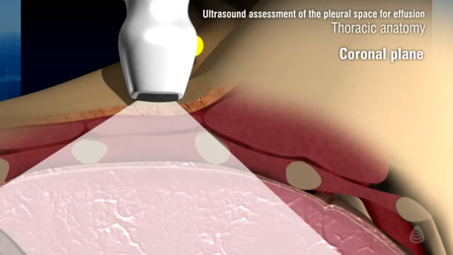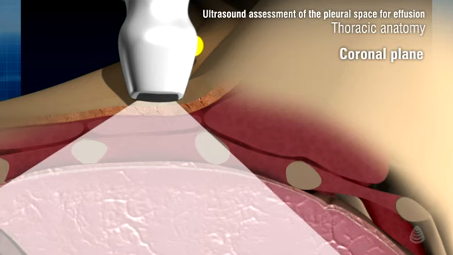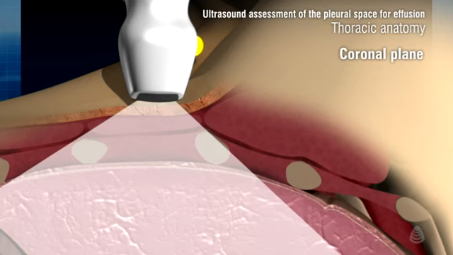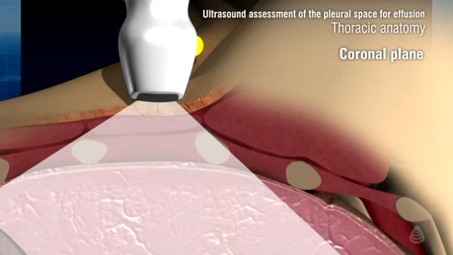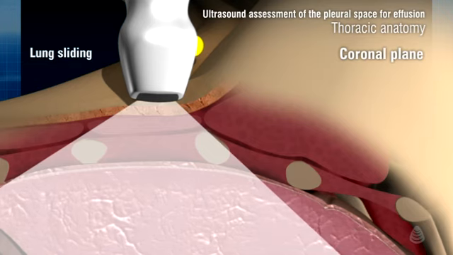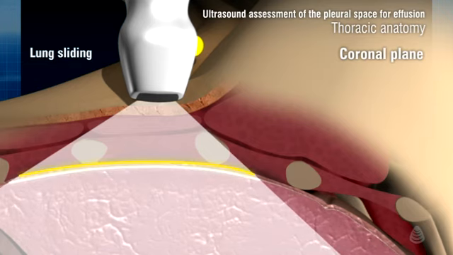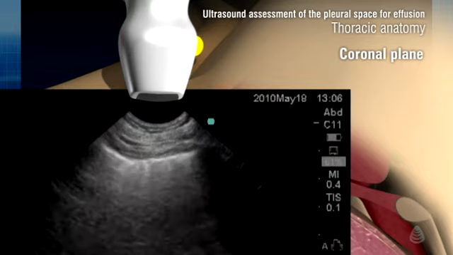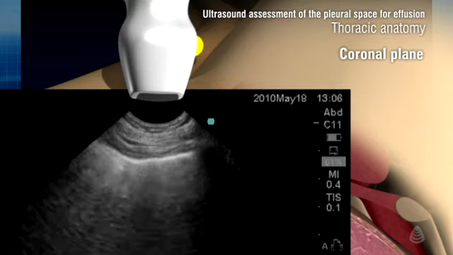The visceral and parietal pleura will be seen moving on top of each other during breathing. This horizontal movement of the two pleural layers on top of each other is called lung sliding. Note that on ultrasound, the pleural line will most often be visualized as one single horizontal line. The bright pleural line and its horizontal sliding are here shown.